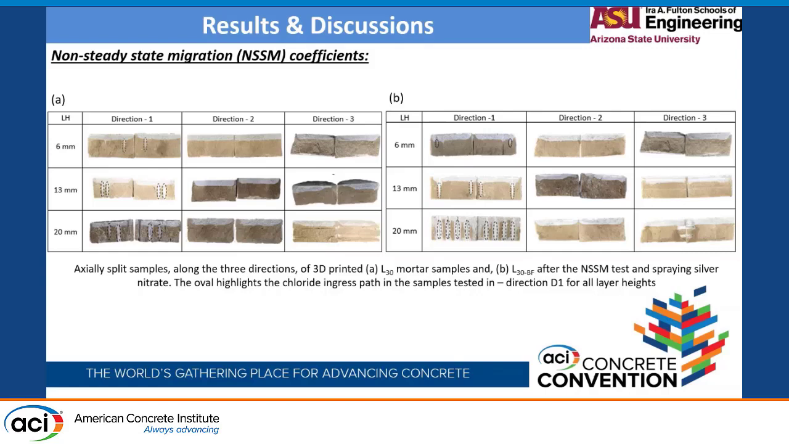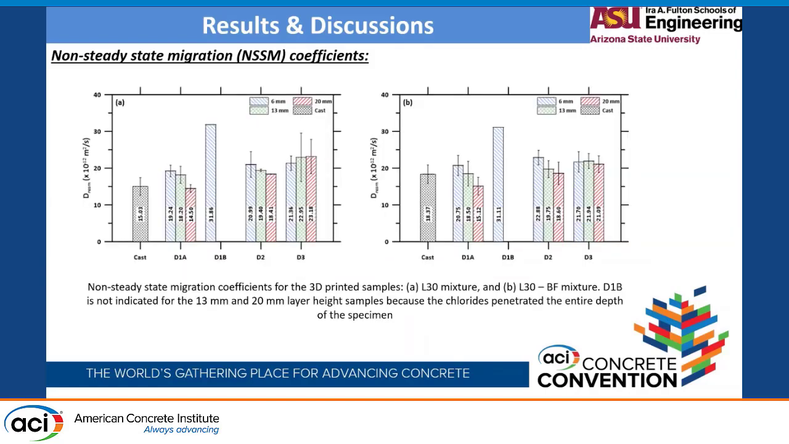D2 and D3 had penetration only on the bulk region. And so these are the results that we obtained. As seen in the previous figure, if we take the penetration depth only on the bulk region, your Dnssm coefficients seem to decrease with increasing layer height. However, this is not true, because once the chloride ions have penetrated through the junction voids, the reinforcement steel or any reinforcement that we have inside will be corroded.